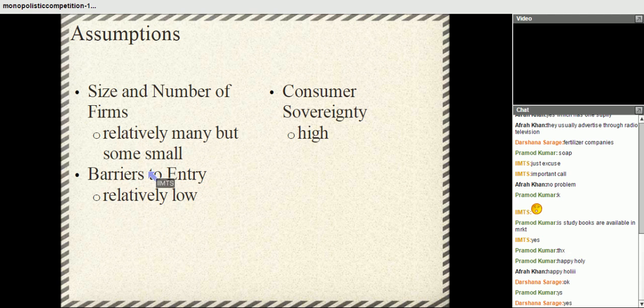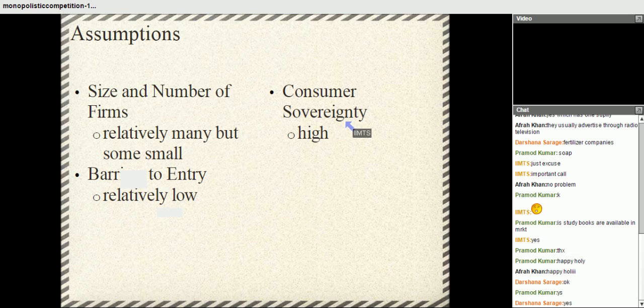Barriers to entry means entry into the market. There are certain norms which a producer has to follow if it has to operate in that industry, like getting a license or permission from the government. Then there are some other formalities also. In this kind of market, the restriction is a little less. It's not so high, so there's some liberty to enter the market. The producers can easily enter the market, and they can even easily leave the market when they feel like.